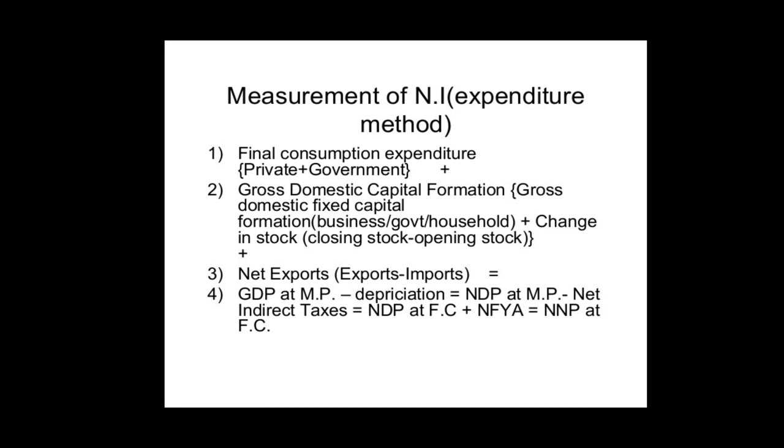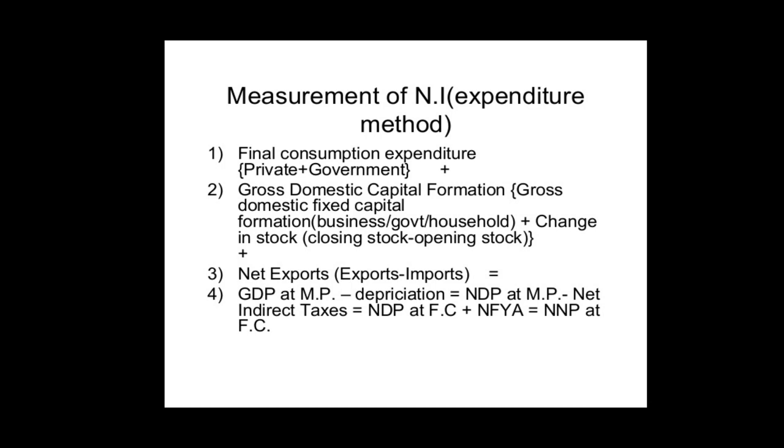Dear students, in order to estimate national income by using the expenditure approach, we adapt these four components of final expenditure. The sum total of four types of final expenditure gives us gross domestic product at market price. Thus, gross domestic product at market price is equal to private final consumption expenditure plus government final consumption expenditure plus investment expenditure plus net exports.